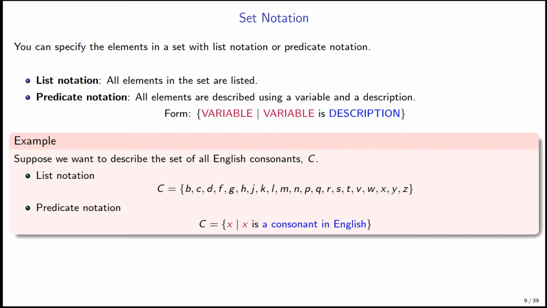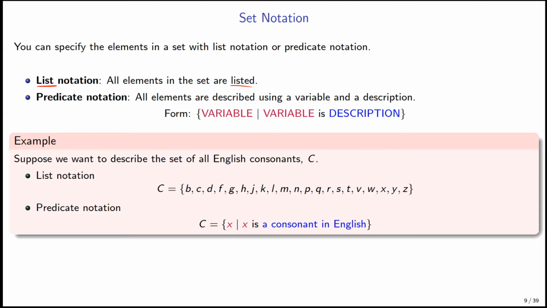We just wrote everything out. Now this is called list notation because we just list all of the elements in a set. Now this is nice if we have a few things and we know exactly what those things are. But sometimes we have a lot of things. Sometimes we don't know exactly what the elements are, but we want to be able to talk about a set.